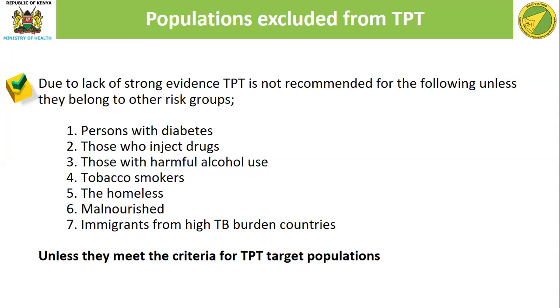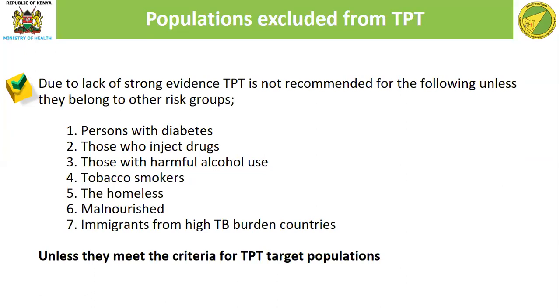Immigrants from high TB burden countries: we will see this in most of the WHO guidelines recommending TPT for immigrants. But this does not apply to a country that is already high burden, like Kenya for us. So you cannot say, because I am coming from Tanzania, which may be high burden, and I'm going into Kenya, which is equally high burden, that you should offer them TPT. No, that will not apply. This applies to the low burden countries for TB.